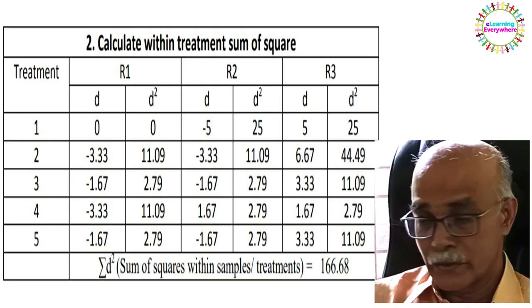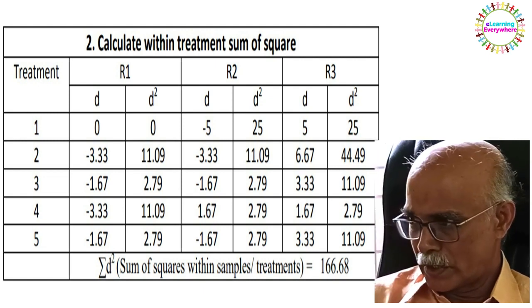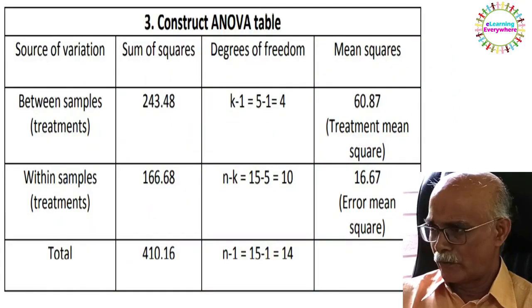To get the sigma D square altogether, that is the sum of squares within treatments. So now you have calculated the sum of squares between treatments and the sum of squares within treatment. And the next step is construction of an ANOVA table.